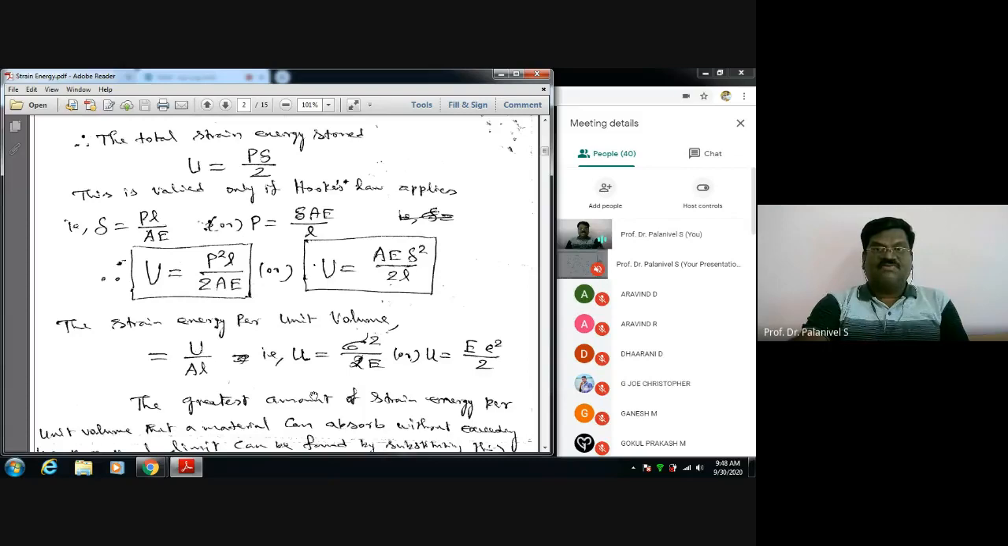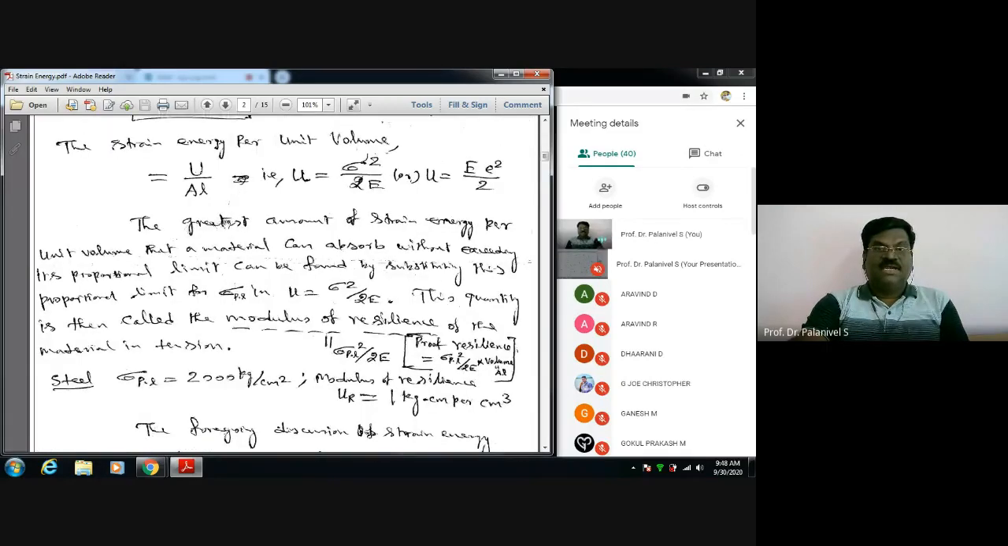The greatest amount of strain energy, keep it in mind, the greatest amount of strain energy per unit volume that a material can absorb without exceeding its proportional limit can be found by substituting this proportional limit for sigma, sigma suffix PL means proportionality limit, the stress value at its proportional limit, in U. That is U equal to sigma square by 2E. In this, if you substitute, you can determine the maximum strain energy per unit volume. The greatest amount of strain energy that can be stored per unit volume of a body can be determined.